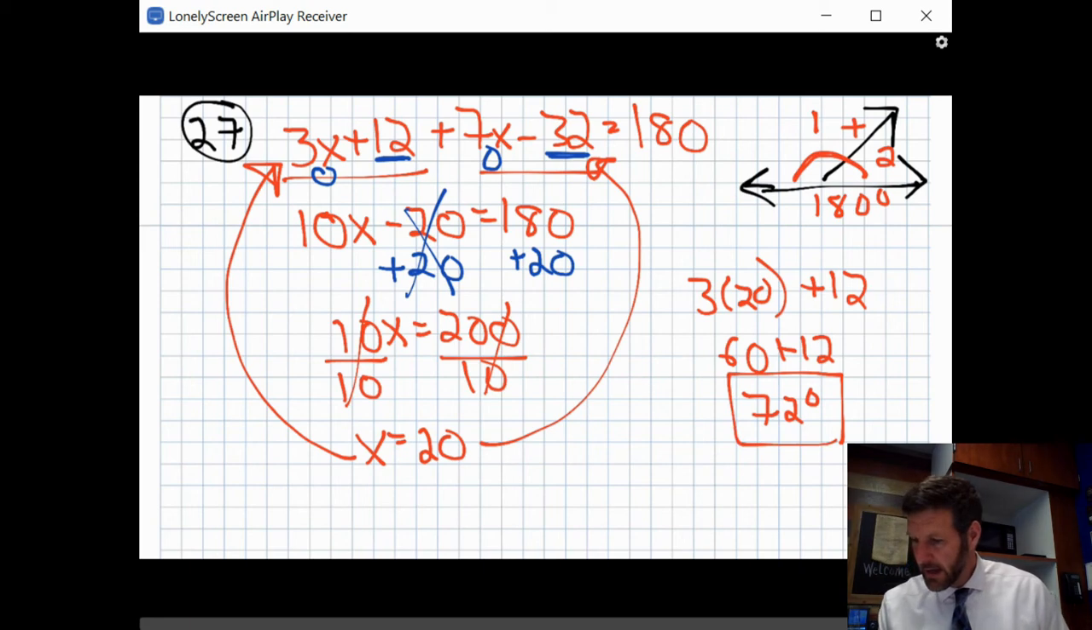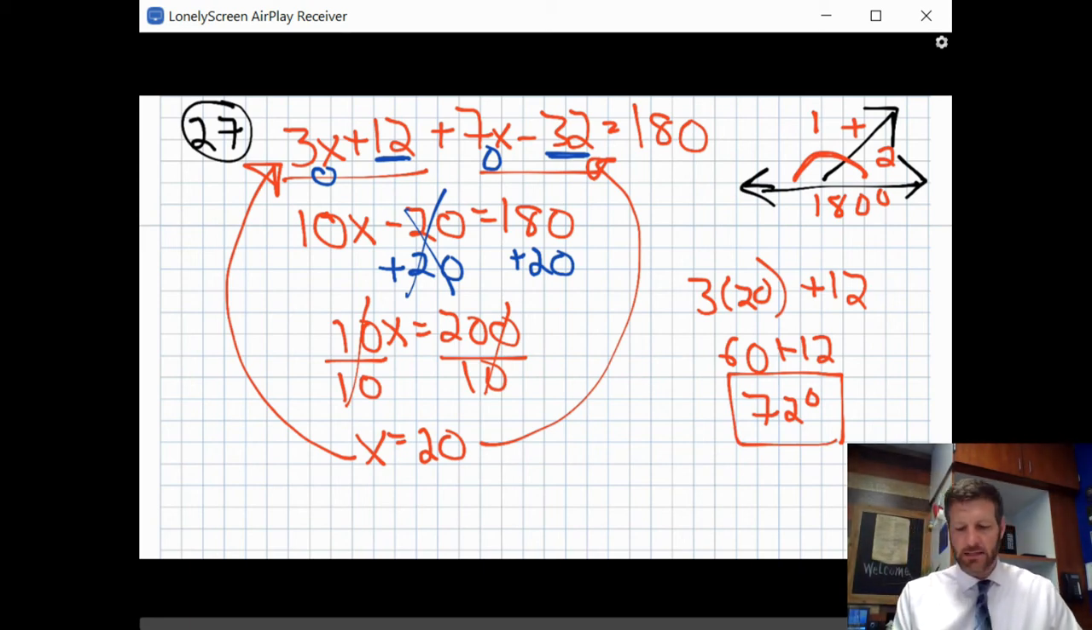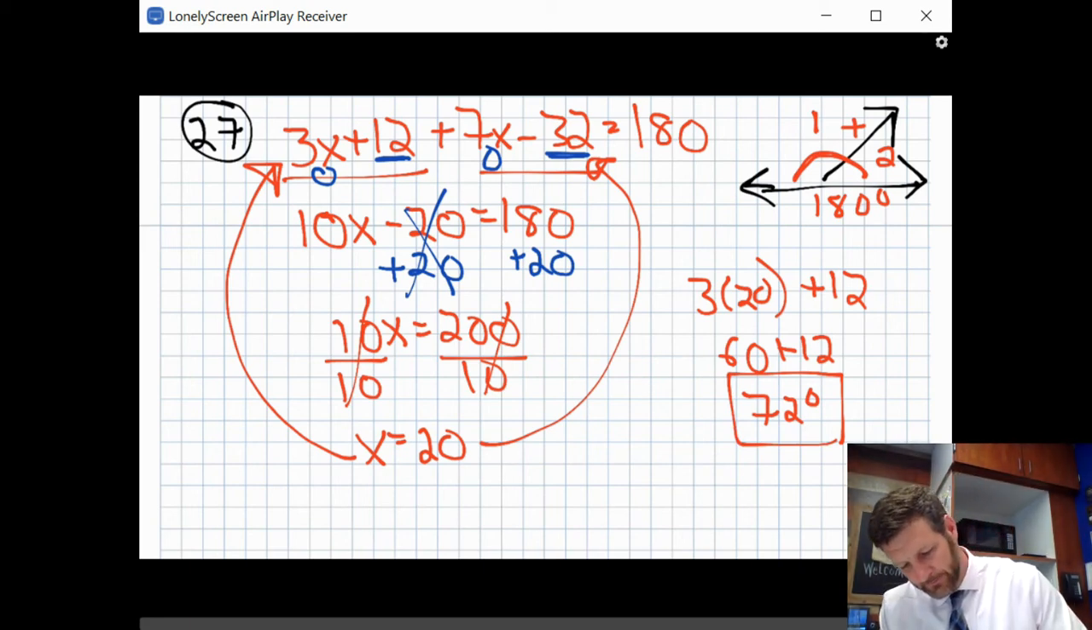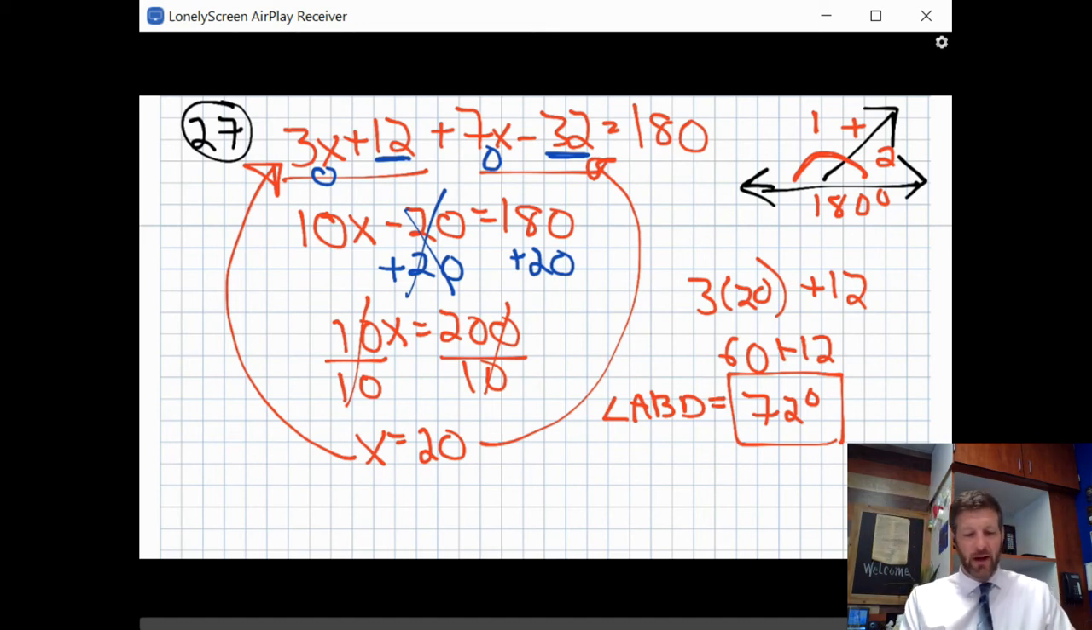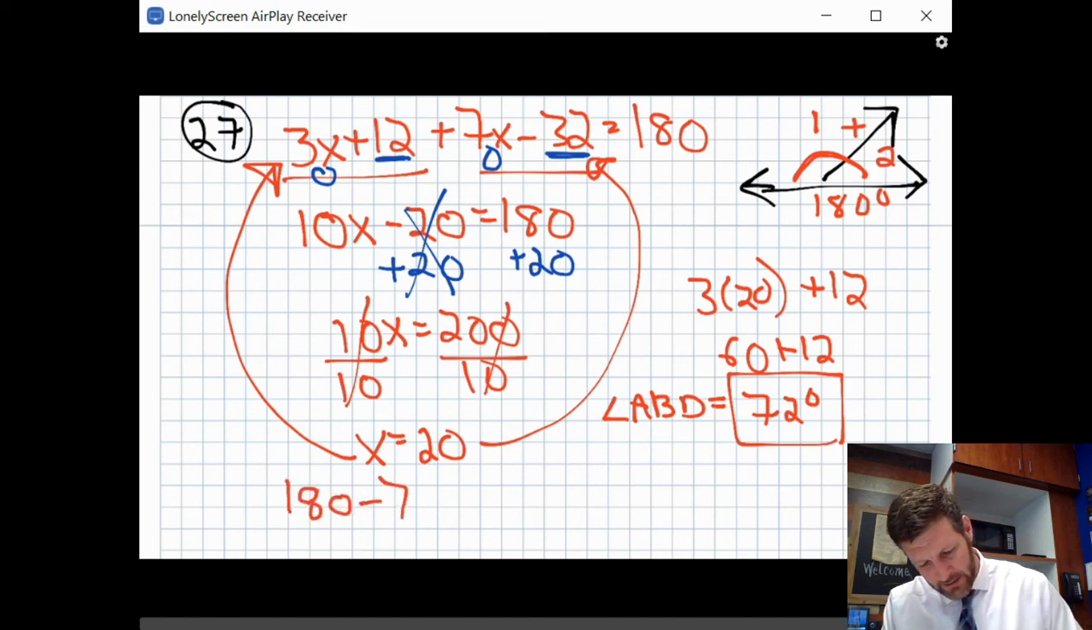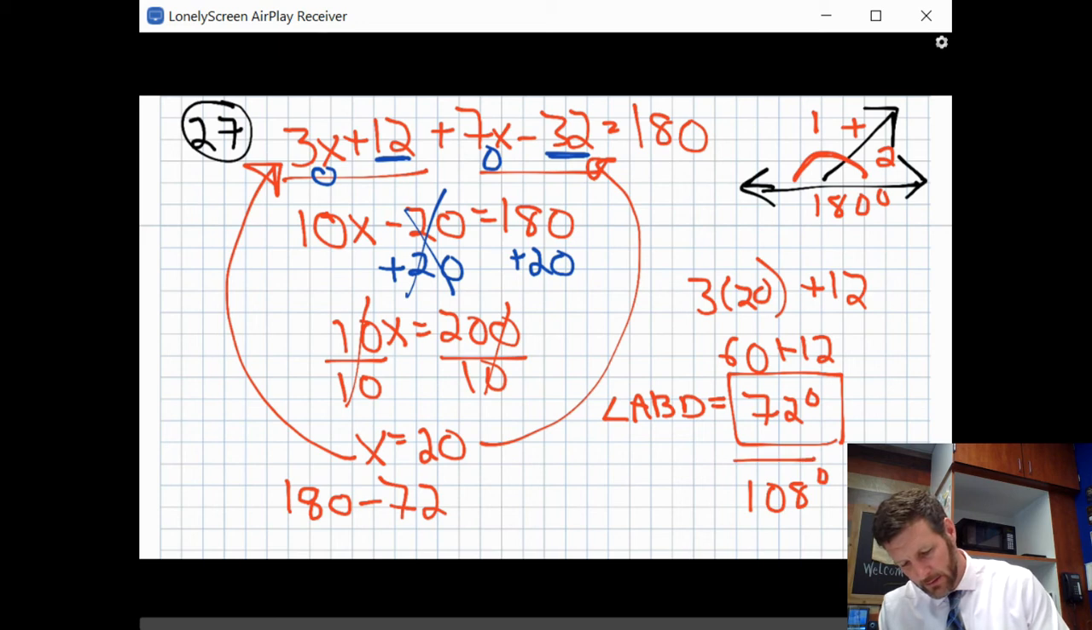So one of the angles, angle ABD, is equal to 72 degrees. How do I find its supplement? Well, I can plug it in, and I can go ahead and do 20 times 7 minus 32. Go for it. That's perfectly fine. Or because they're supplements, I can do 180 minus 72, and I can see that it's just going to be 108. Notice I'm putting the degrees, 108 degrees. And that is angle BDE.